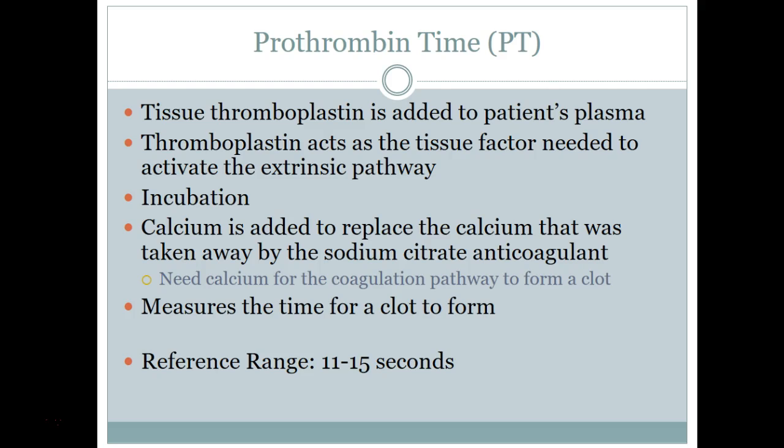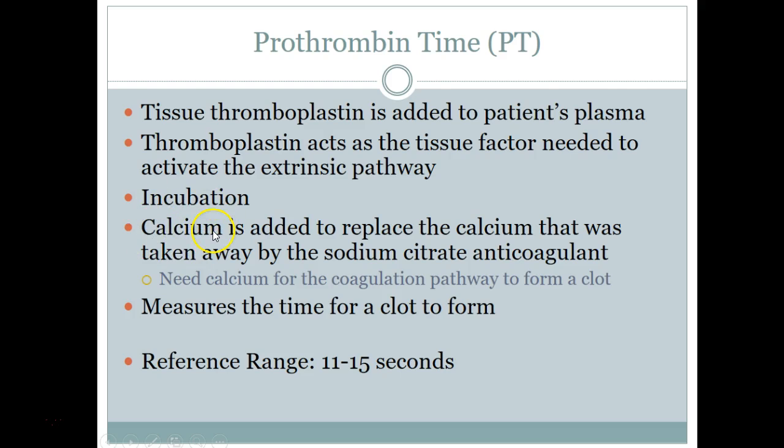Well, in the lab world, we have to mimic that to determine how long it's taking. So they use a thromboplastin reagent that acts like that tissue factor, and then that will activate factor 7, which starts the whole pathway. So the whole time that this analyzer is doing this, it's on a timer because we're wanting to see how long it takes to go from the starting point to the end point of having a clot. So they use the thromboplastin to act like the tissue factor. We're using incubation, keeping everything nice, warm, and toasty, just like in your body.